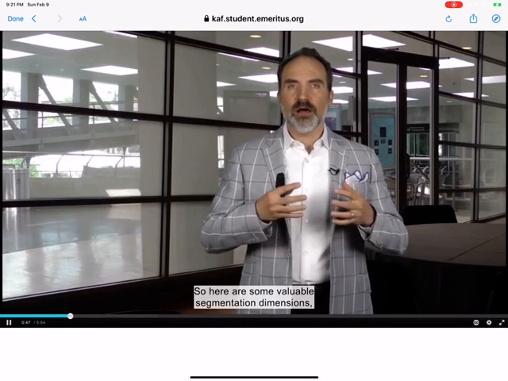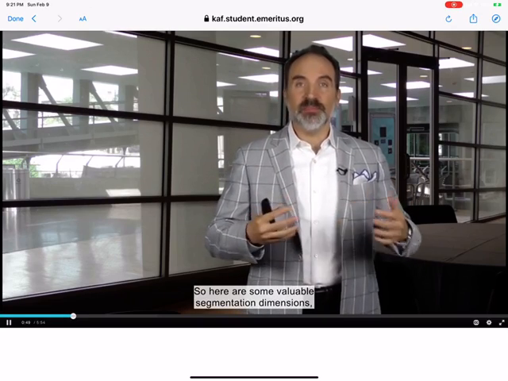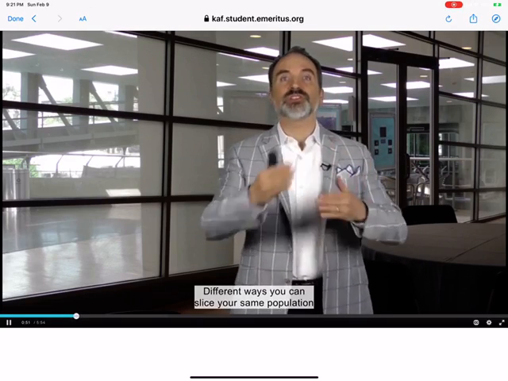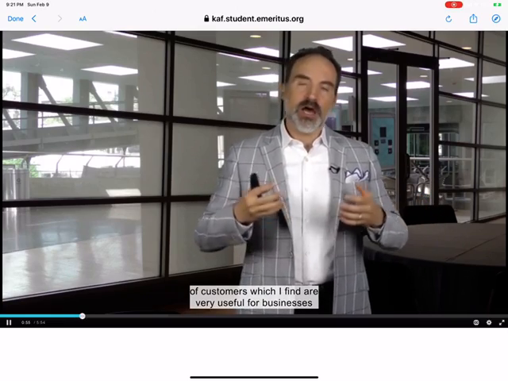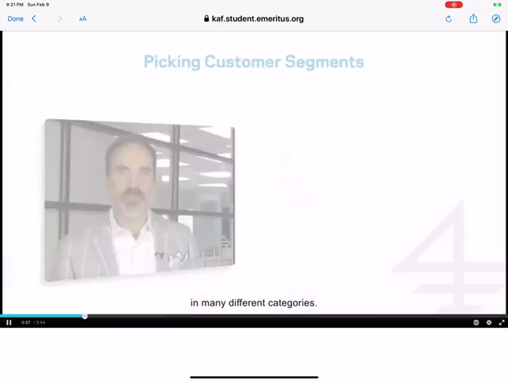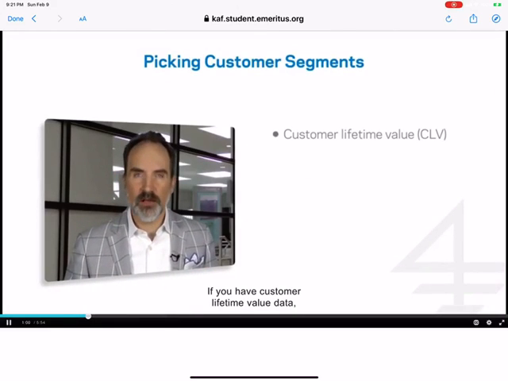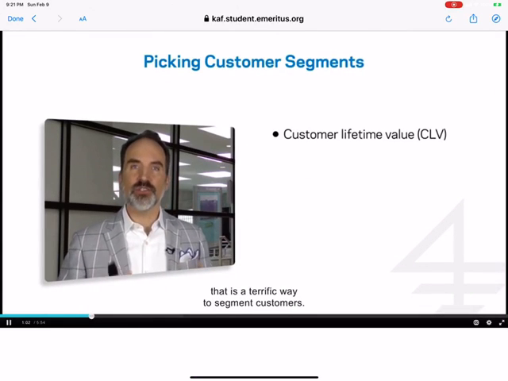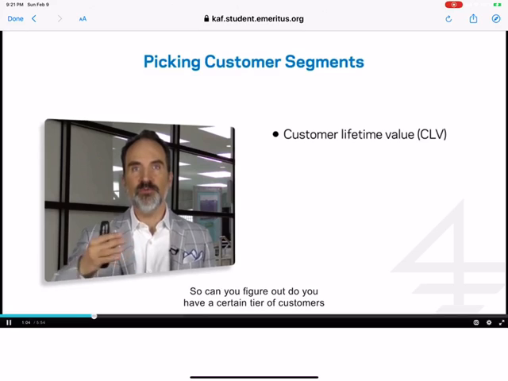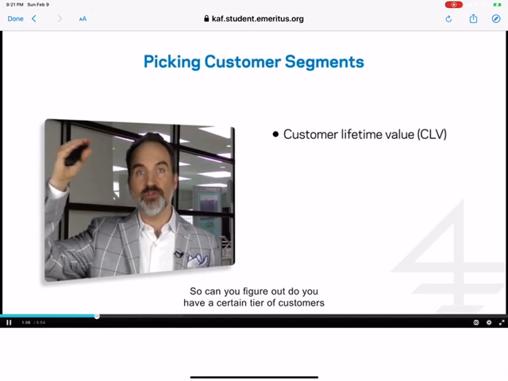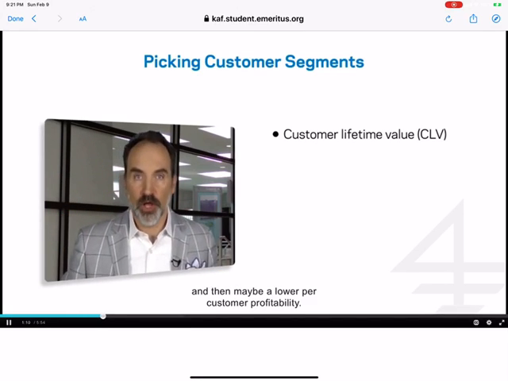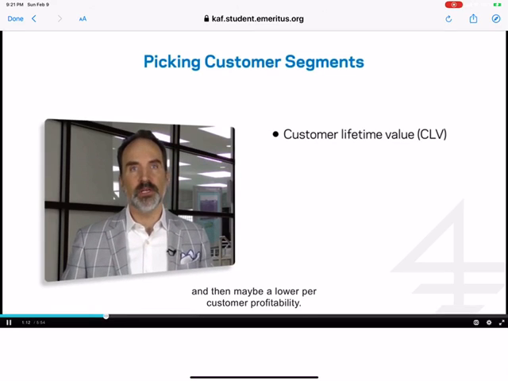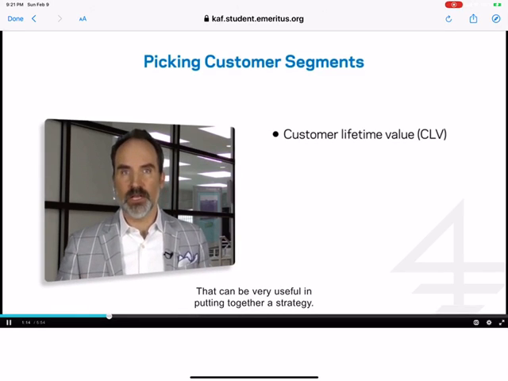Here are some valuable segmentation dimensions, different ways you can slice your same population of customers, which I find are very useful for businesses in many different categories. If you have customer lifetime value data, that is a terrific way to segment customers. Do you have a tier of customers that are your highest profitability, then a middle profitability, and then a lower per-customer profitability? That can be very useful in putting together a strategy.